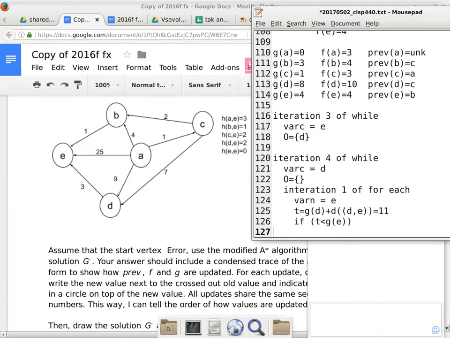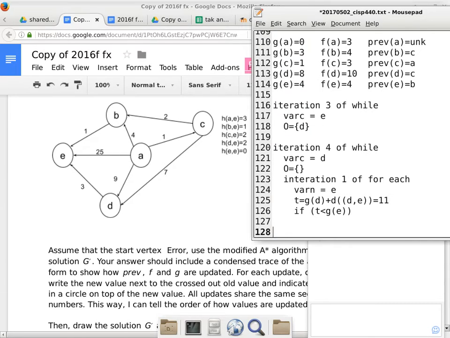Okay? So now we get back to the while loop. We're done because the big O is now empty. It's an empty set. It failed to meet the stay in loop condition, so we are done. Are we okay so far with the trace of this algorithm? And can you see why the A star algorithm can find the shortest path?